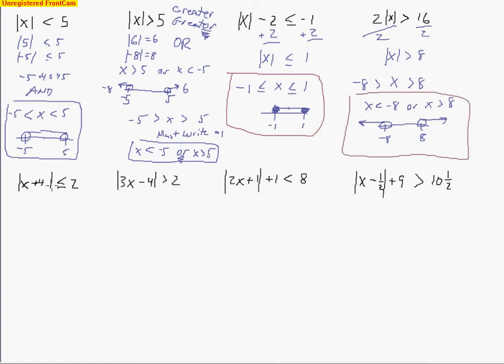Let's take a look at our next one here, a little bit tougher. Here we've got more involved inside the absolute value bar. So let's go ahead and set it up this way. X plus 4 is less than or equal to 2, but greater than or equal to -2. So we go ahead and solve.